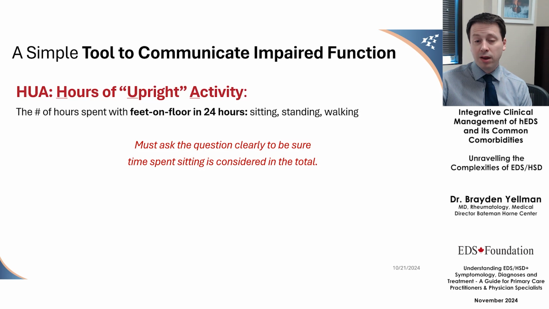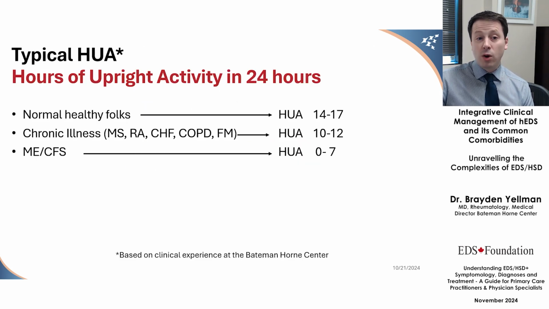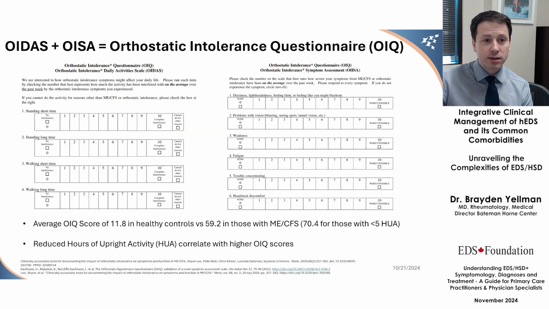And that is not the same as sitting with your legs elevated, horizontal, etc. That's a really big distinction for people with orthostatic intolerance, and you'll find they're always elevating their legs because they think and feel better. So normal healthy people spend about 14 to 17 hours a day upright. People with chronic illnesses like multiple sclerosis, CHF, COPD, they spend about 10 to 12 hours a day upright. And those with ME/CFS or other bad orthostatic intolerance conditions will often spend anywhere from 0 to 7 hours of upright activity. So really simple screening tool for your patients.